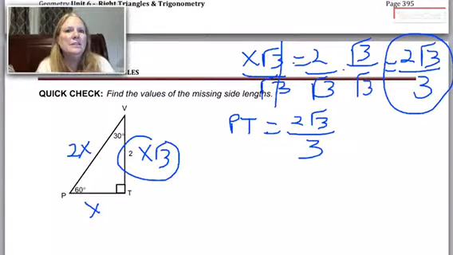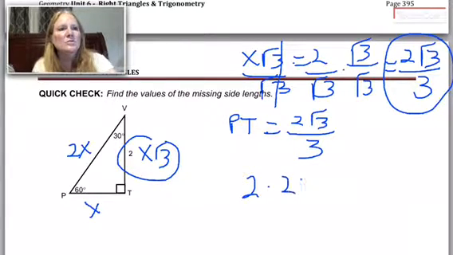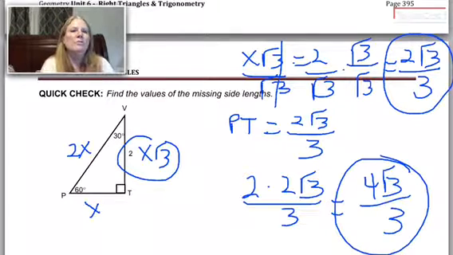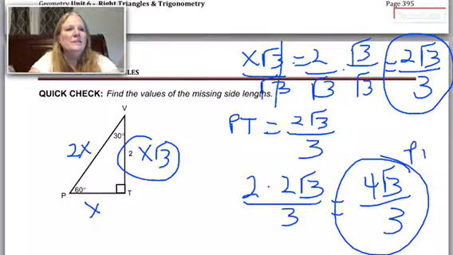And then we need PV, which is 2 times that. So 2 times 2 square root of 3 over 3 is 4 square root of 3 over 3. And that is your answer for PV or VP, however they ask.